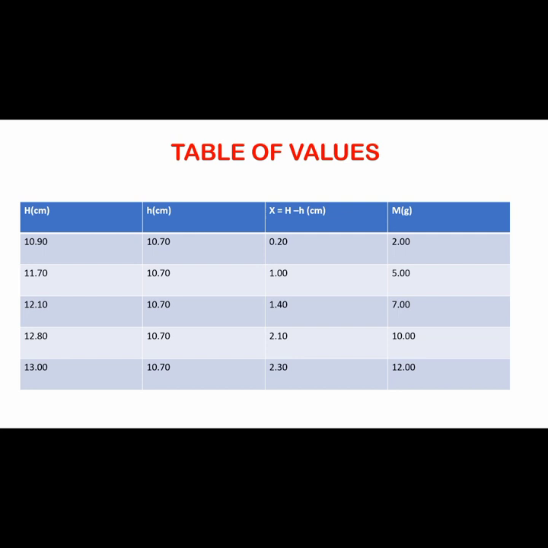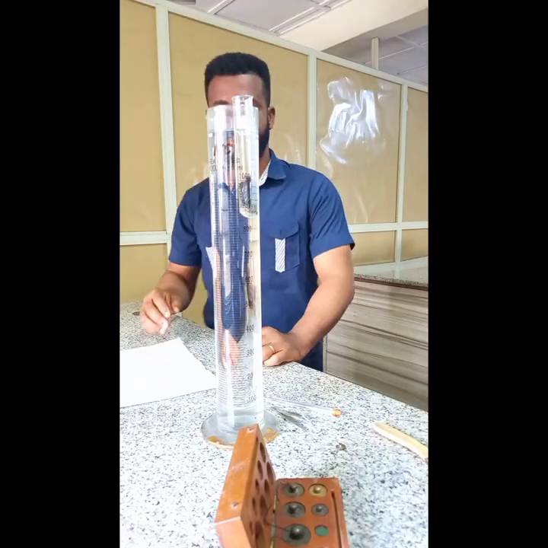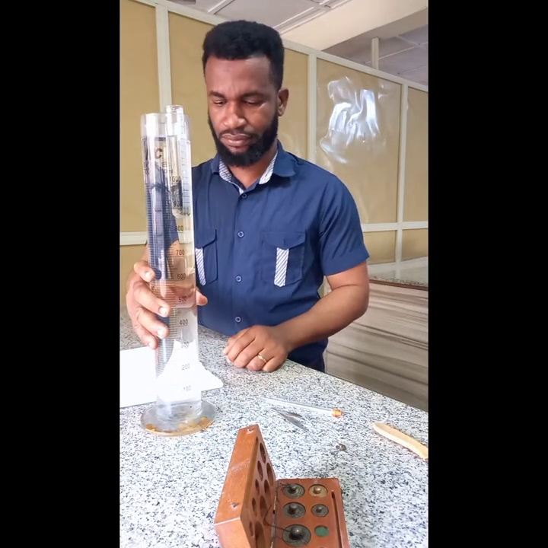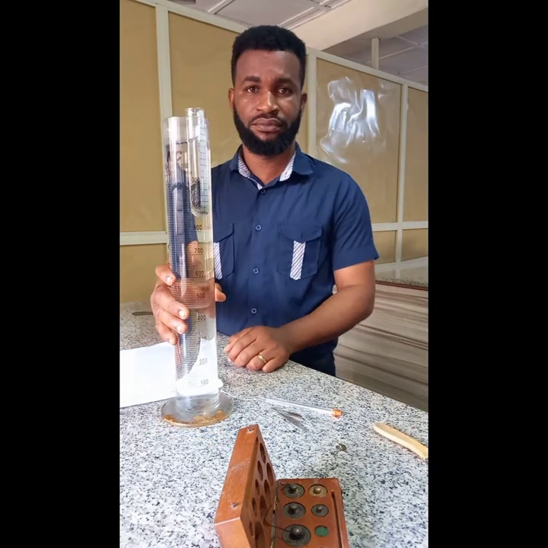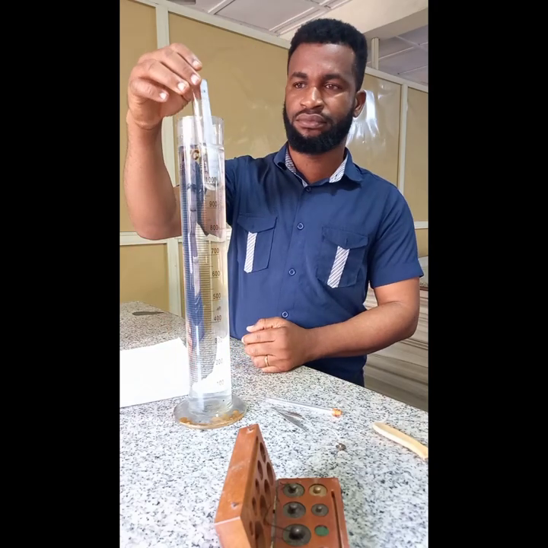You can see the capital H there, the H when a mass is added, and then small h is constant when there was no mass added inside the test tube, and it is constant for my own experiment, which is 10.7. And then the change in the height or depth is recorded. Now let's go to the practical proper to show you how it is done.